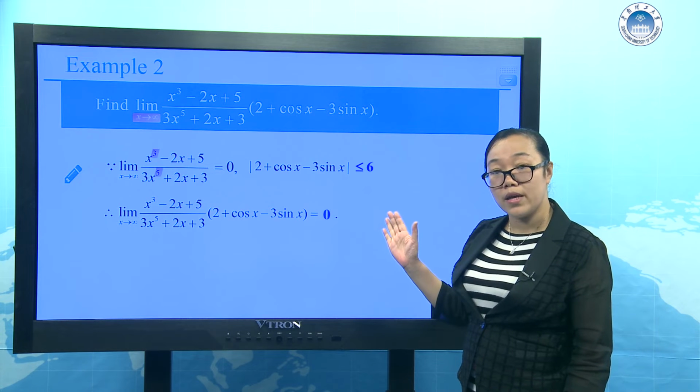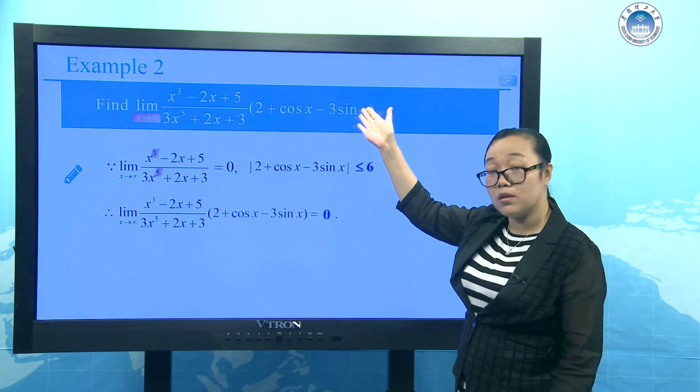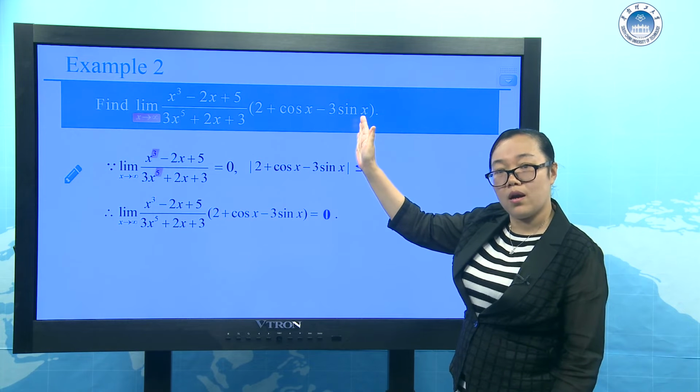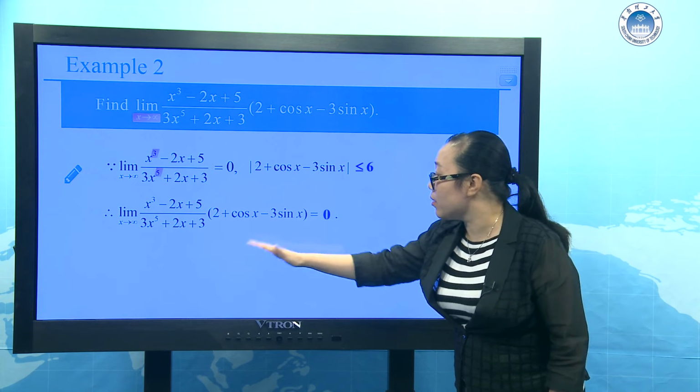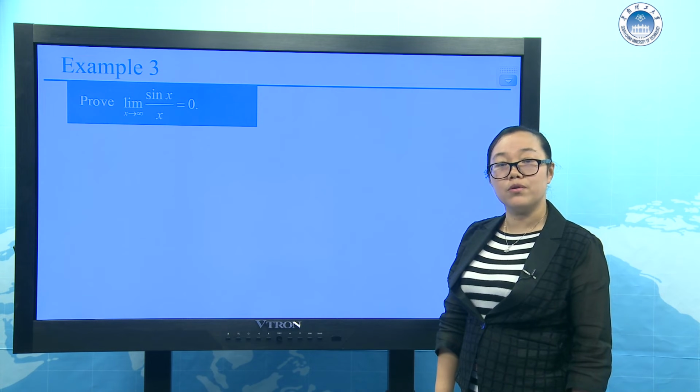Try to understand the idea. Some limit equals 0 times some expression. The expression is bounded. At this time, the corresponding limit equals 0.